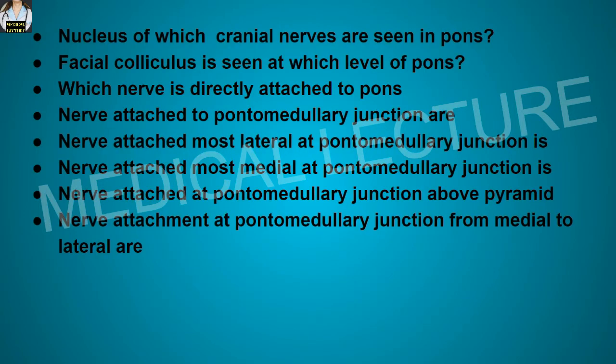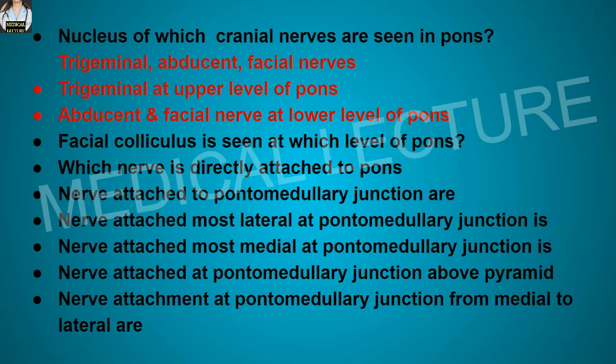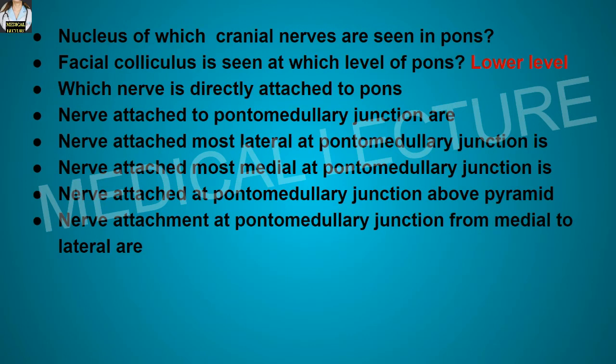Nucleus of which cranial nerves are seen in pons? So trigeminal, abducens and the facial nerve. Over here, trigeminal at the upper level of the pons and the abducens and the facial nerve at the lower level of the pons. Facial colliculus is seen at which level of the pons? So the lower level of the pons.